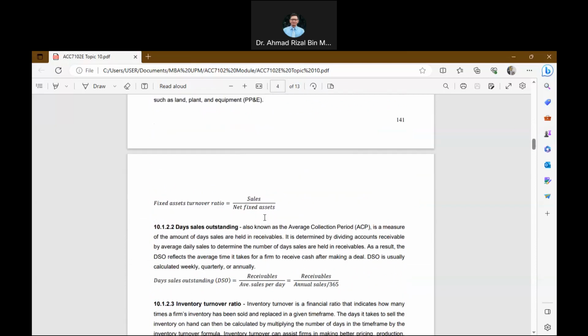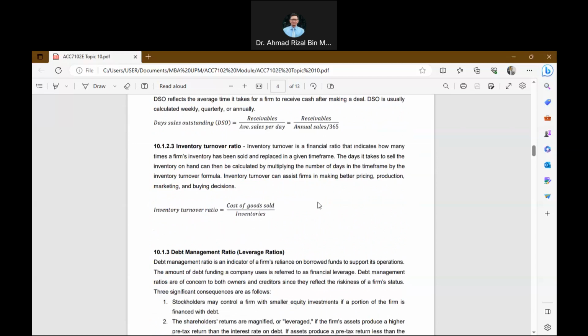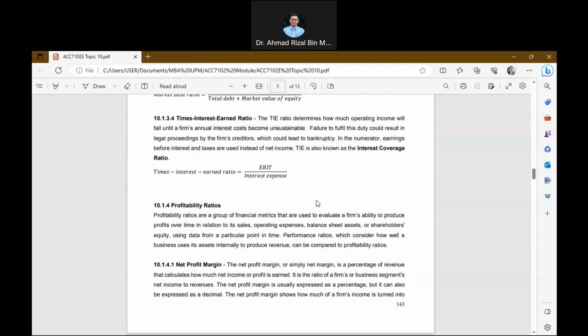Although there are some differences in terms of the names. For example, the average collection period or days in receivable is called days sales outstanding. But it is basically the average collection period. No issue. And we have all the standard ratios.